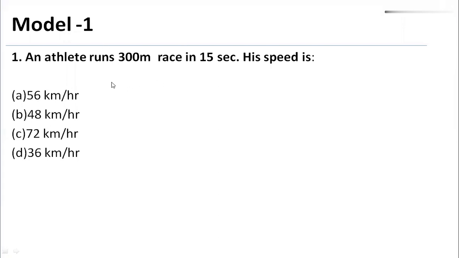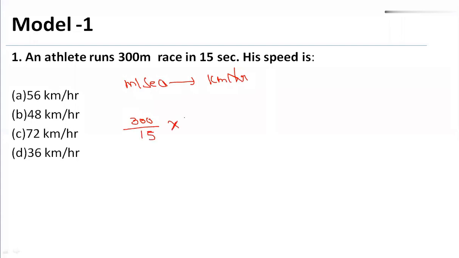Done. So let's not take more time here. An athlete runs 300 meters race in 15 seconds, so it's meter per second speed, and we need to convert it into kilometer per hour. So meters per second means 300 by 15. And what is the conversion factor that we will be using? That is nothing but 18 by 5. So 5 ones and 5 sixties, 15 ones and then 15 fours, 18 fours, that is equal to 72 kilometer per hour. Okay. Option C is 72 kilometer per hour. Done.